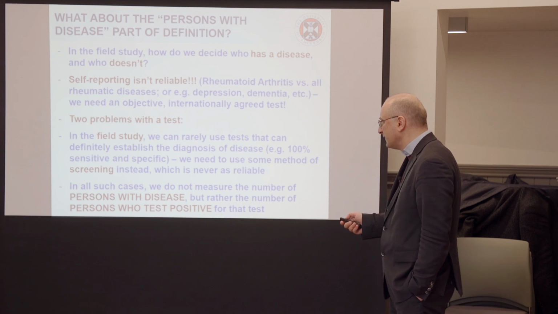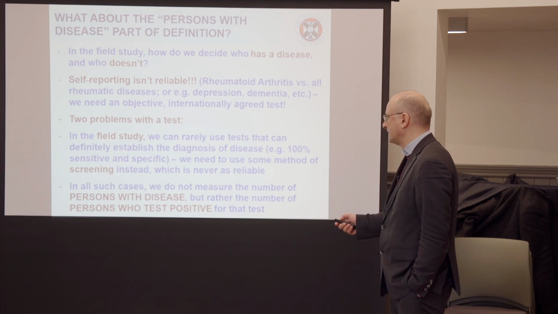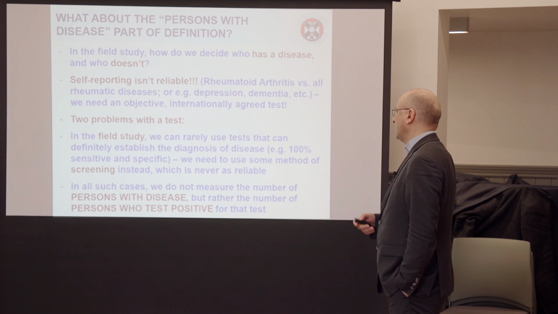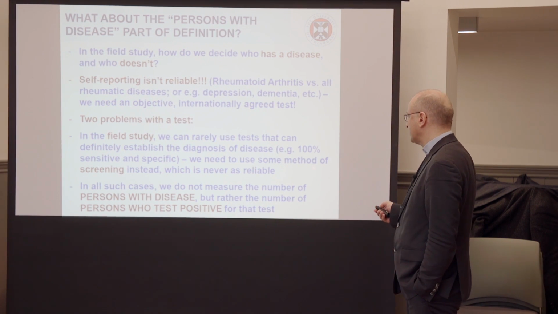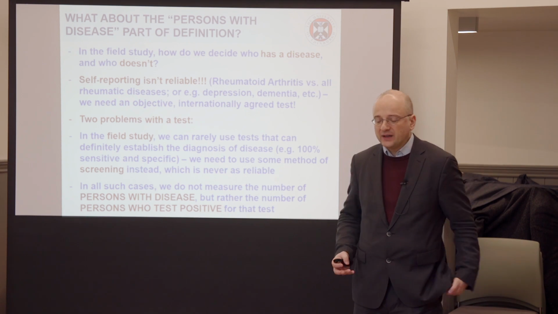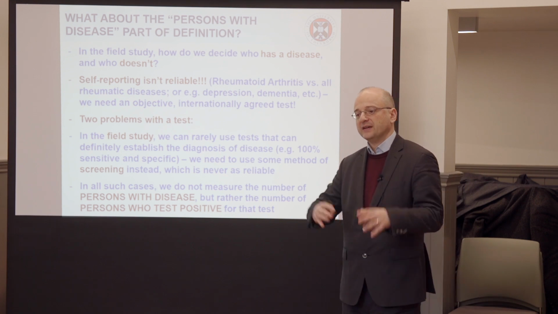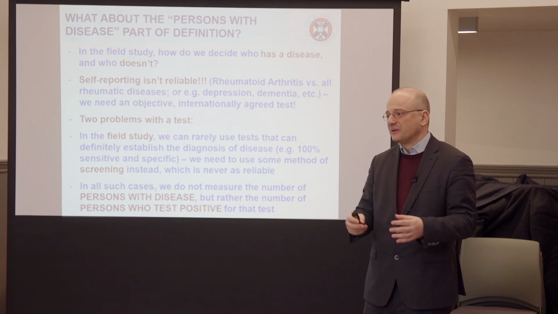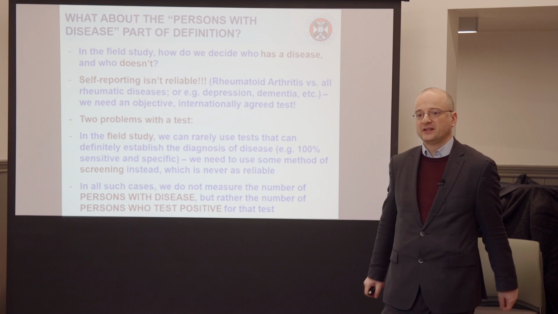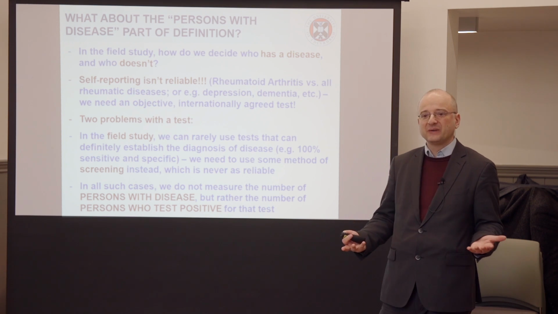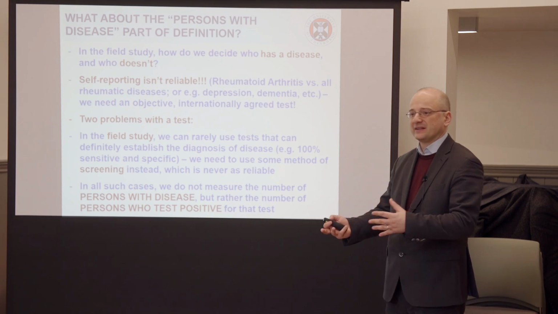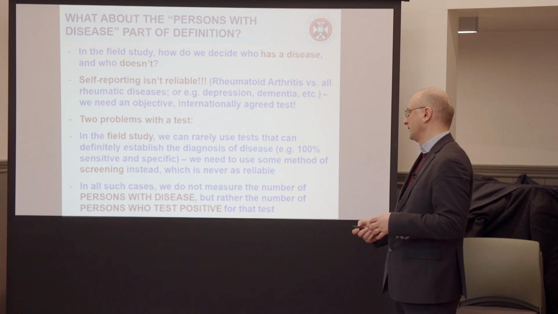Firstly, in the field study, we can rarely use the test that can definitely establish the diagnosis of disease that would be 100% sensitive and 100% specific. So we need to use some method of screening instead, which is never as reliable. Because when we have a person in a hospital and we can do all sorts of CTs and NMRs and all sorts of microscopic diagnosis, then little by little we can establish the diagnosis almost with certainty. But when we're in a field study, we can't do that, all right? We have to use some test which is approximation of those sophisticated tests in the hospital.